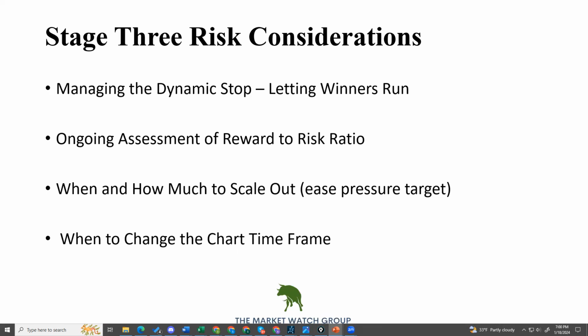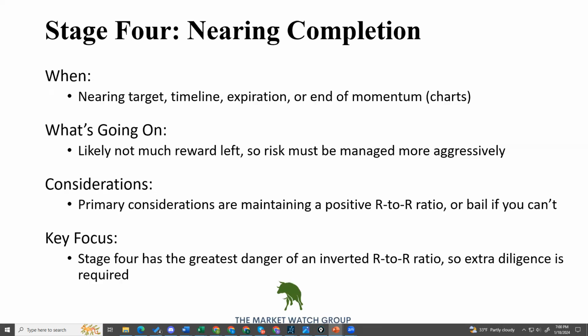When does that come? Late stage 3, I can start to change my time frame, and then particularly stage 4, nearing completion. Now what? I've been in the trade 5-6 days. It's done most of what it's going to do. I'm thinking, hey, this thing is nearing a weekend, nearing expiration, nearing the target that I set.